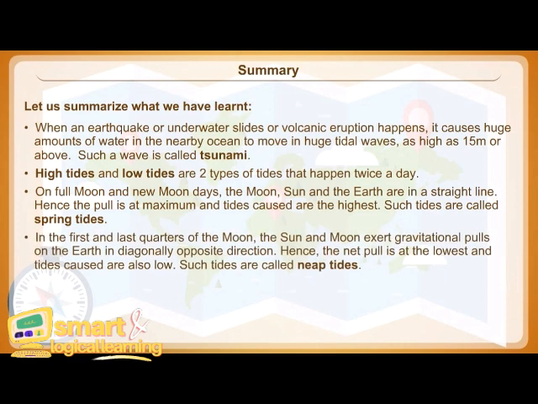In the first and last quarters of the moon, the sun and moon exert gravitational pulls on the earth in diagonally opposite direction. Hence, the net pull is at lowest and tides caused are also low. Such tides are called neap tides.